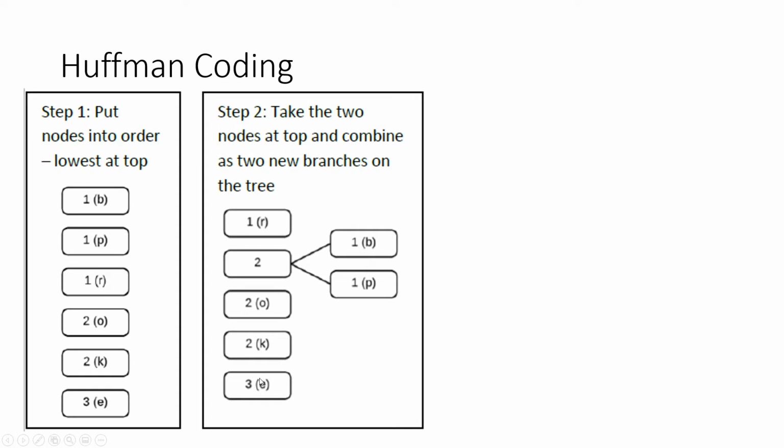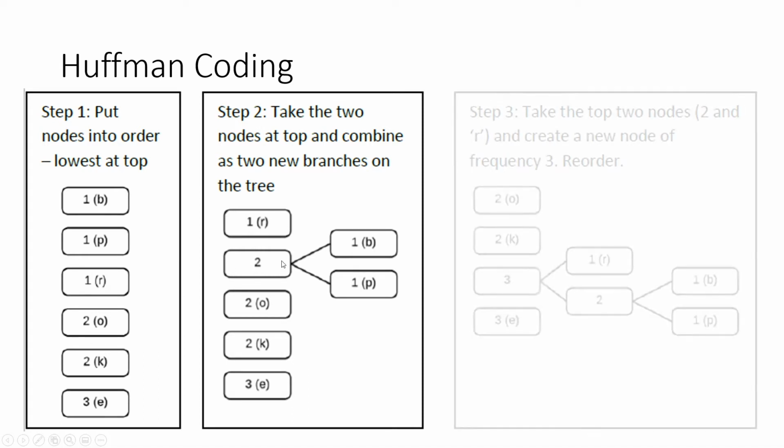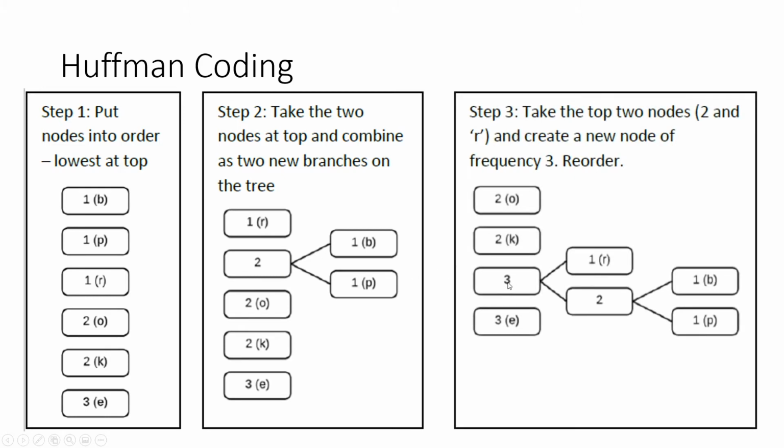Now what we're doing again is we're looking at the top 2. So we can see that 1R and a 2 will give you a 3, which will be made up of 1R and the 2. And that's what that looks like. There's the 3, made up of 1R, and then the 2, which was made up of 1B, 1P. Then we reorder the frequency, so we had a 3, which means the 2O and the 2K are up there, and the 3 we can keep where it is.